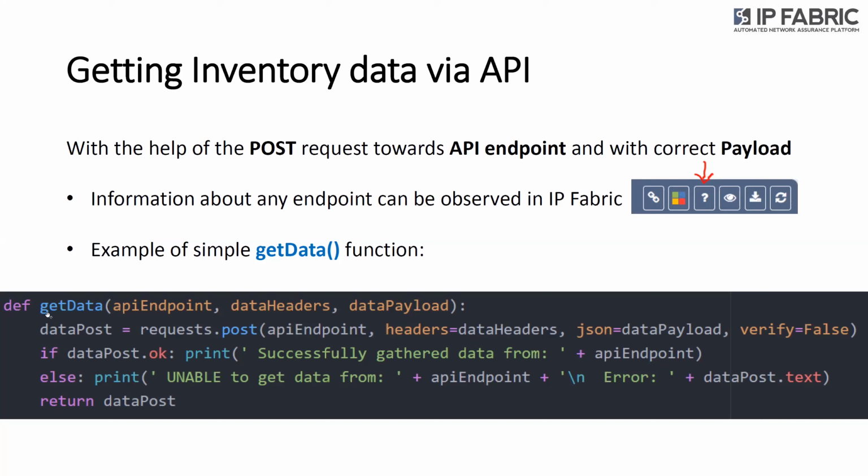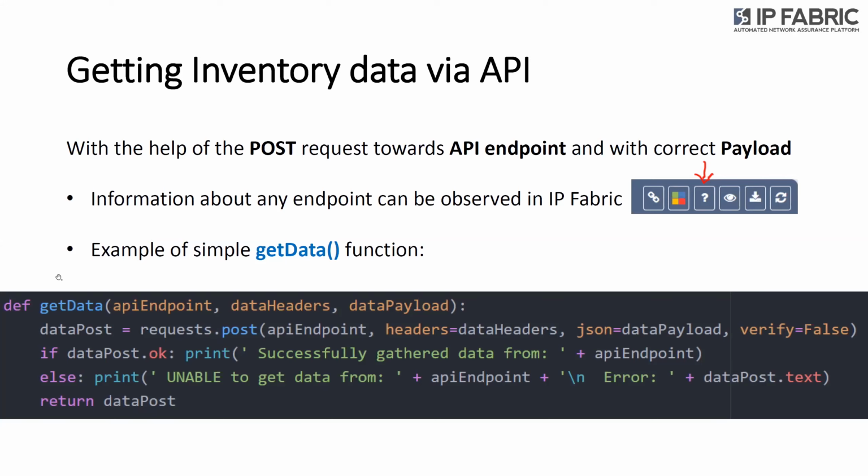If we have a look at the function, the first is a function definition. First, you need to enter the API endpoint, the headers, and the payload. So the API endpoint, we exactly know what it is. It is the URL plus the endpoint. The headers, we will get to that later on. The data payload is the payload that we observed in the inventory table. And then we will just send out the data in a request post.